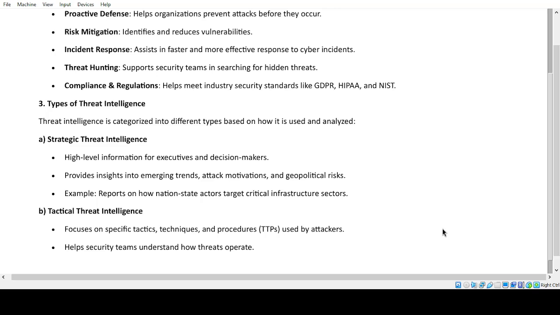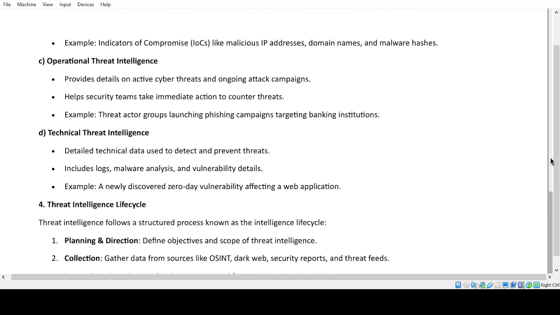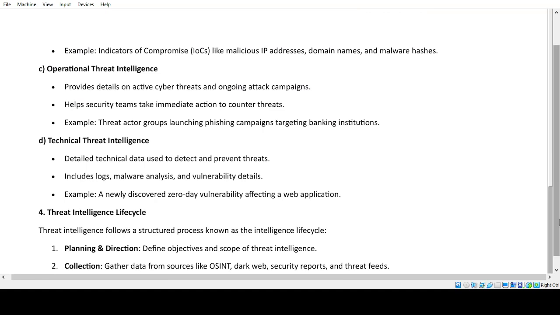B. Tactical threat intelligence. Focuses on specific tactics, techniques, and procedures (TTPs) used by attackers. Helps security teams understand how threats operate. Example: indicators of compromise (IOCs), like malicious IP addresses, domain names, and malware hashes.